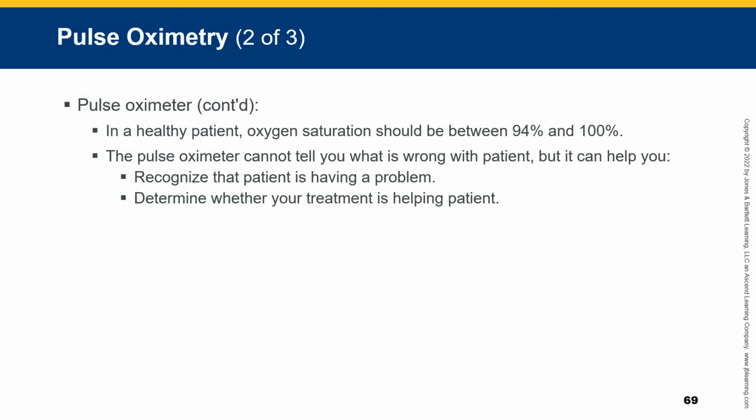In a healthy patient, oxygen saturation should be between 94 and 100% when breathing room air. If a patient has difficulty breathing as a result of injury or a disease process, the percentage of oxygen saturation may be much lower than 90%. A pulse oximeter cannot tell you what is wrong with a patient, but it can help you recognize that the patient is having a problem and determine whether your treatment is helping the patient. In other words, if you're having to provide supplemental oxygen, their pulse oximeter reading should go up.